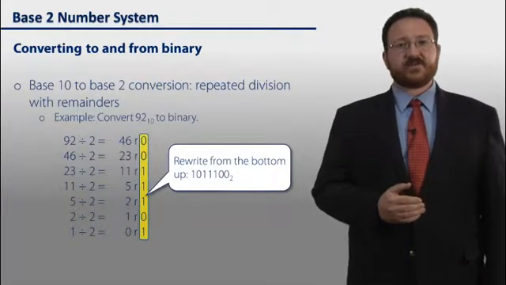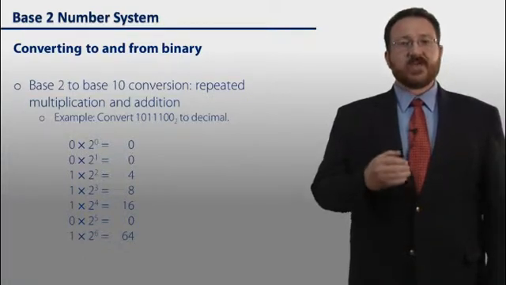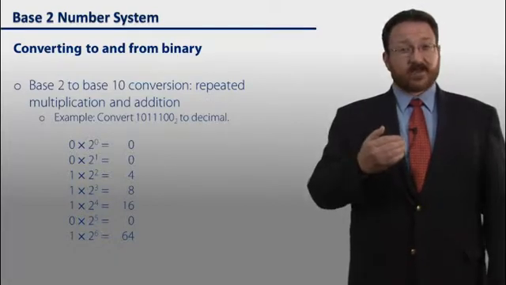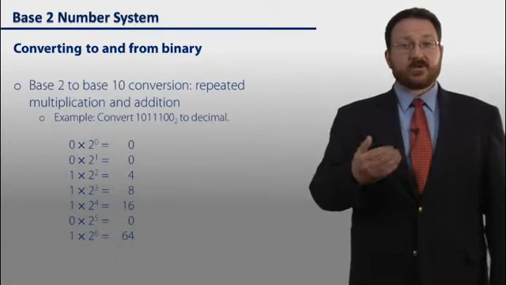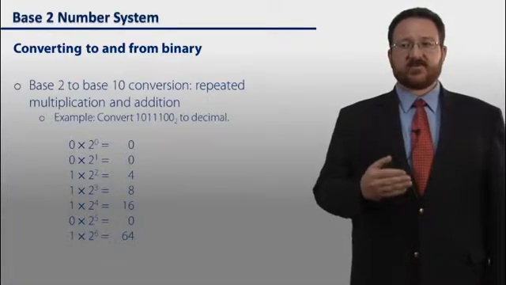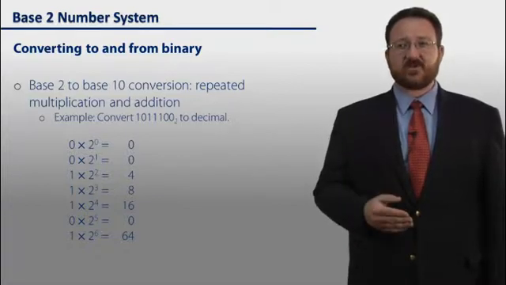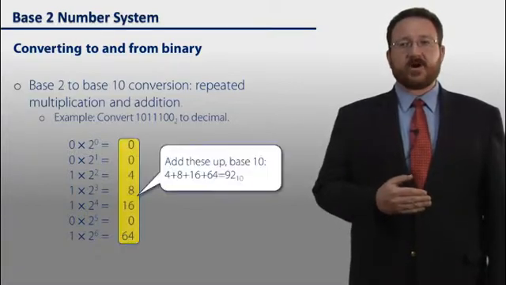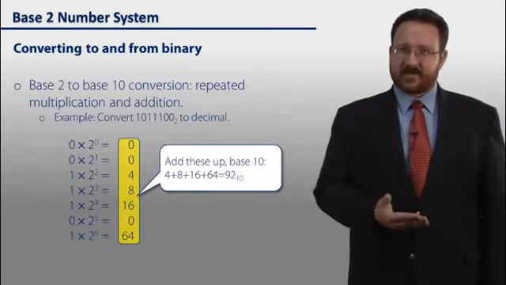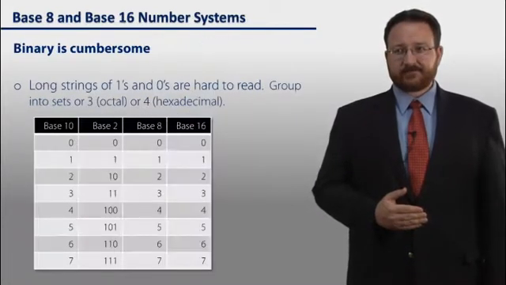Instead of using division, we'll use multiplication by a power of base 2. So again, we take this number and we write it in a column on the left. We then write a multiplication symbol and 2 to a power on the right. And so 0 times 2 to the 0 gives us 0, 0 times 2 to the first gives us 0, 1 times 2 squared gives us 4, 1 times 2 cubed gives us 8, and so on. And then we look at these numbers on the right-hand side and add them all up in base 10, and what we get is 92. So we can convert forward and backward from binary to base 10.